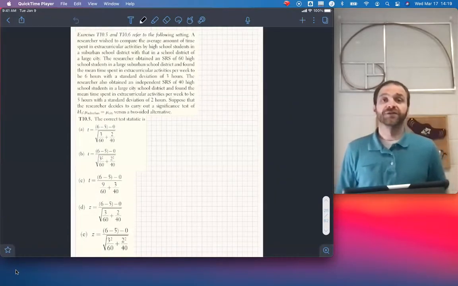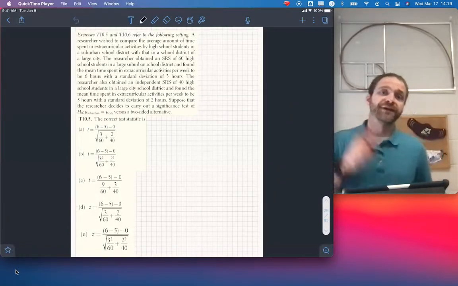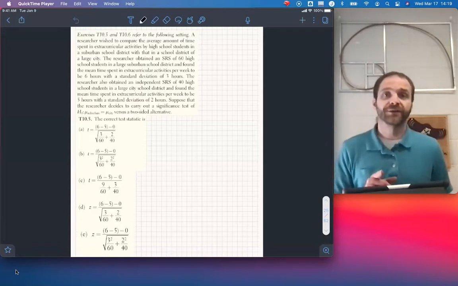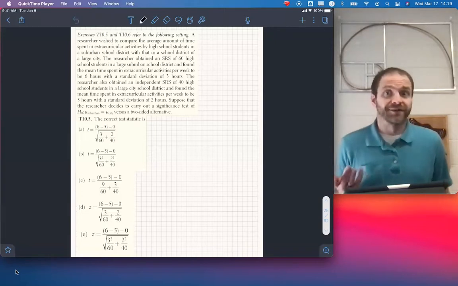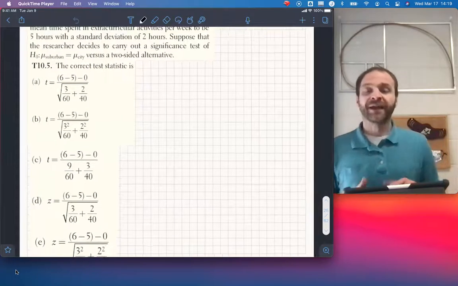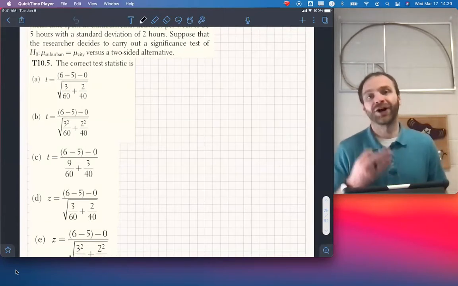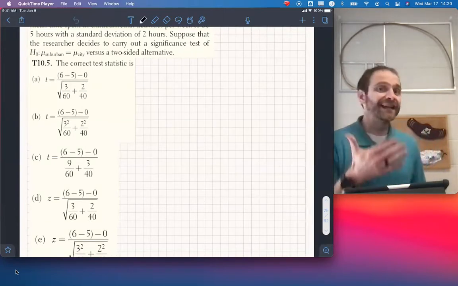Okay, seriously, so much reading in these problems. This problem goes with both question 5 and question 6, but I'm going to do the same thing I've been doing in this video, which is I'm going to look at my answers. Because quickly looking at them, I do see a couple things. I see that A, B, C all have T equals. D and E have Z equals.